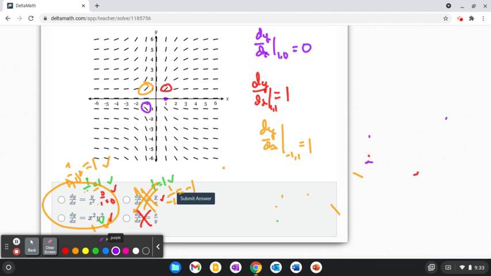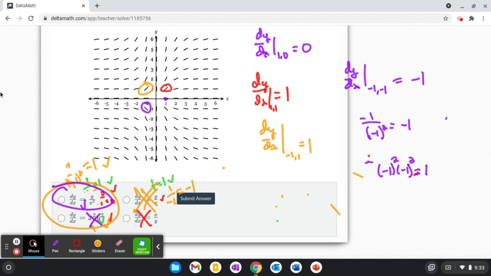Let's do dy/dx evaluated at (-1, -1). For the top one, sorry, this should be negative 1 when you answer. For the top one, that would give me negative 1 over negative 1 squared. So that would be negative 1, so that would work for that first one. If we tried the second one, we would get negative 1 times negative 1, which would be a positive 1. And actually, these are both squared, so we have positive 1. So that one would not work for that point. So my answer then has got to be my first question there.